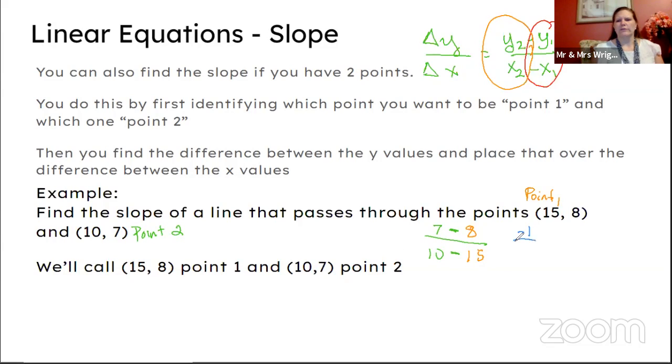That's a -1. Okay, 10 minus 15, that's -5. Well, two negatives, that's going to make a positive. So my slope is 1/5.